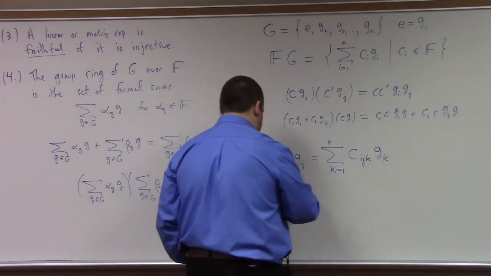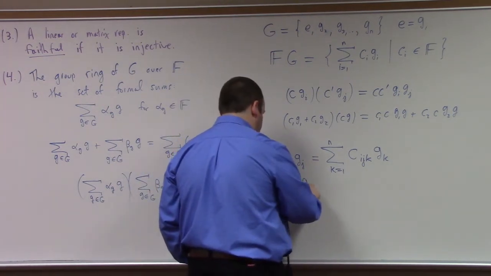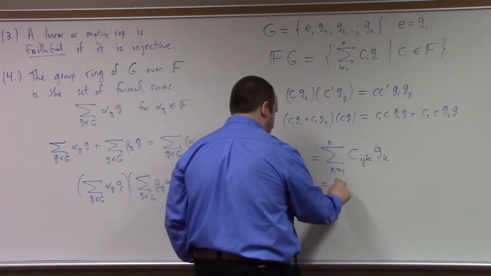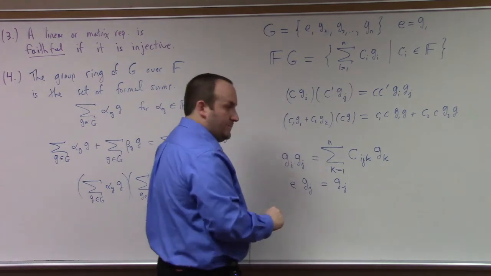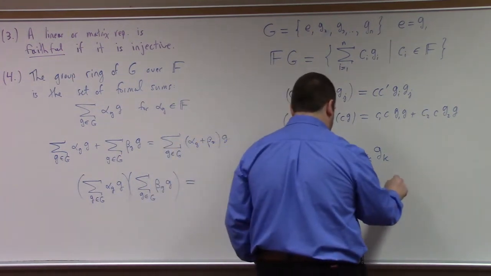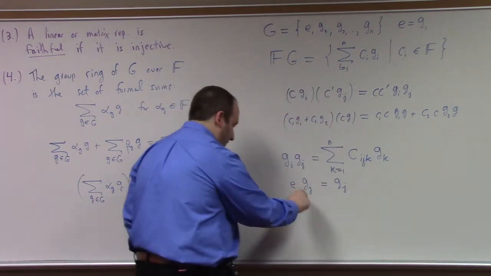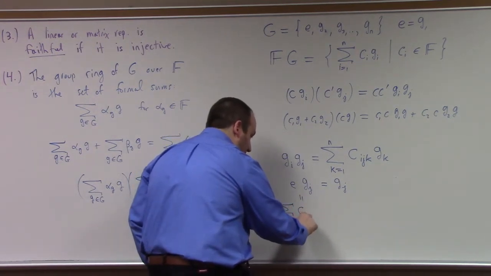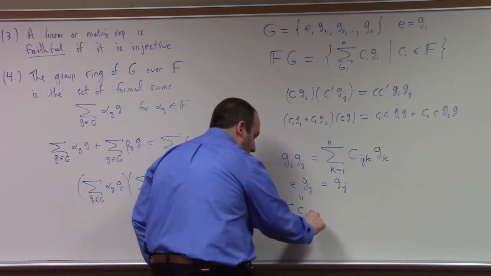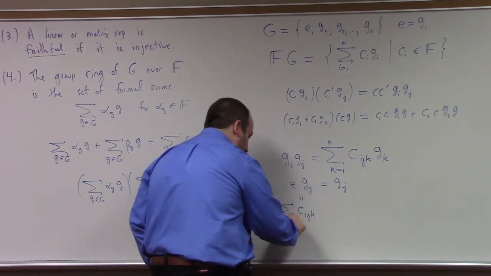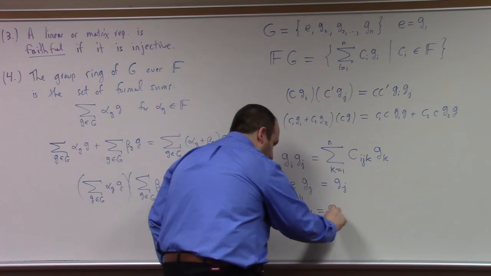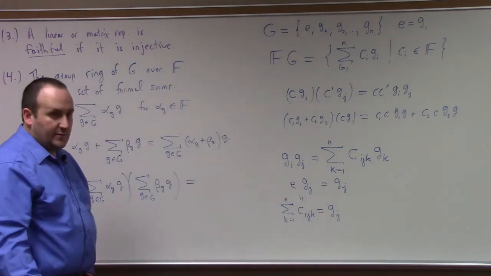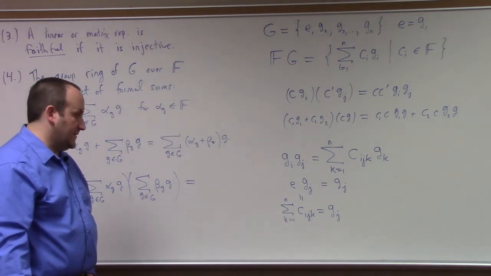For example, if we had E times Gj, what would we get? We get Gj again, right? So this would tell me that, on the other hand, this of course is equal to the sum over, in my current notation, C_1j^k, k equals 1 to n, right? So if you look at that, you can actually see what the structure constants have to be in that case. What are they?